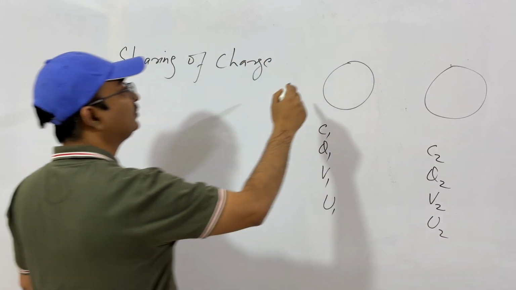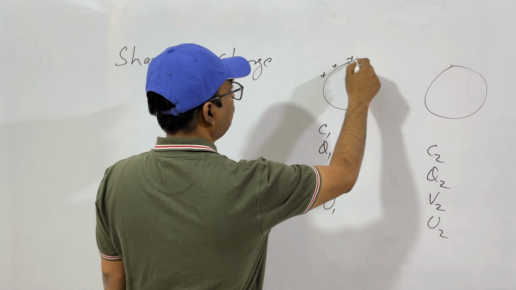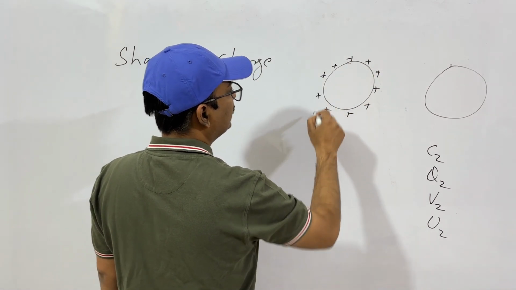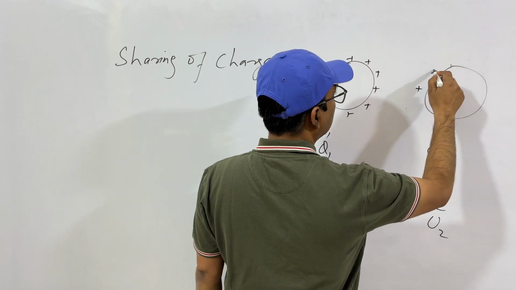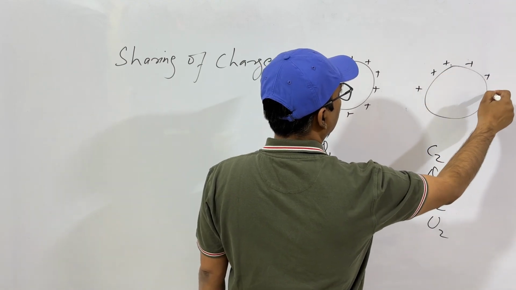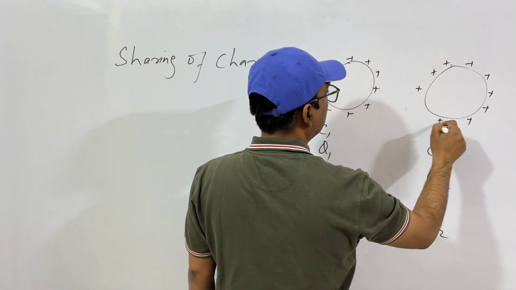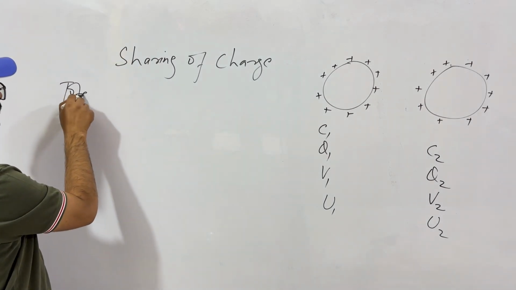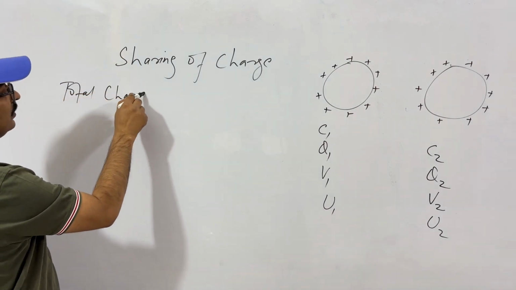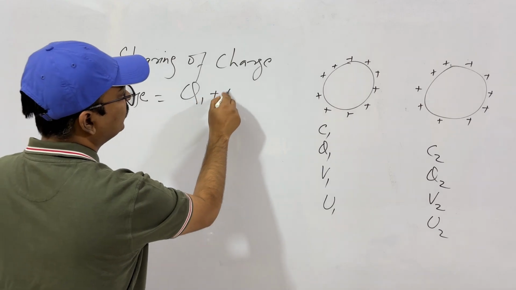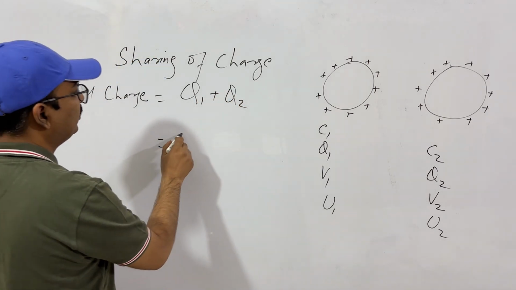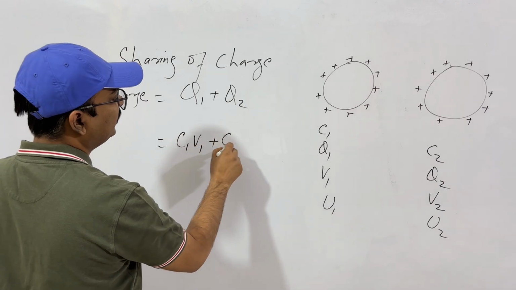So before these two are connected, obviously what will happen? When you connect these two, there will be a flow of charge from higher potential to lower potential. So before they are connected, the total charge will be Q1 plus Q2. And what is Q1 plus Q2? It will be C1 V1 plus C2 V2.